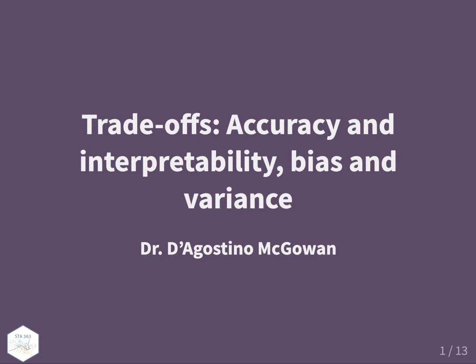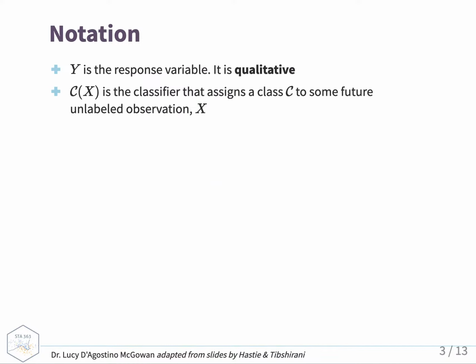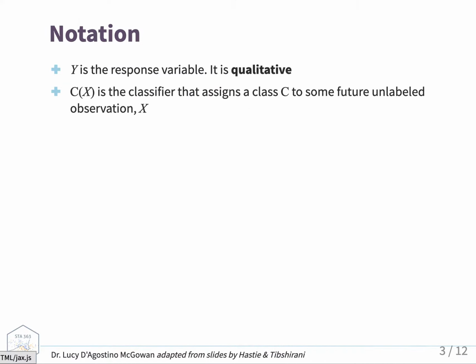In the previous lecture, we talked about trade-offs in accuracy and interpretability and bias and variance, with a particular focus on the regression problem. In this lecture, we're going to pivot to talk about classification. In the classification problem, Y is still the response variable or the outcome variable, but here it's qualitative, so it's categorical. And C is the classifier that assigns a class C to some future unlabeled observation X.